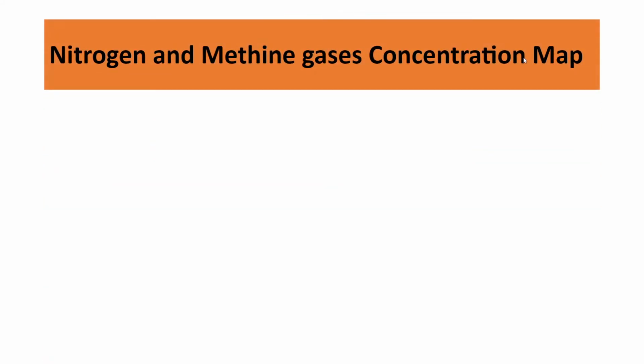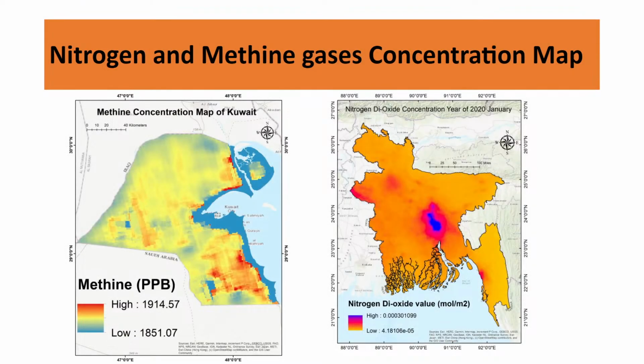So first of all, here you can see these two maps. One map is the methane concentration map. Another is the nitrogen dioxide concentration map for the year 2020, month of January, in Bangladesh. For both maps we made the analysis using Google Earth Engine, and after that we downloaded the data in TIFF format, and further we can easily make this type of map using ArcMap software. You can also do it in QGIS software for your research paper or your presentation. We also discuss how, after downloading the data, we can easily make the map using ArcMap software.